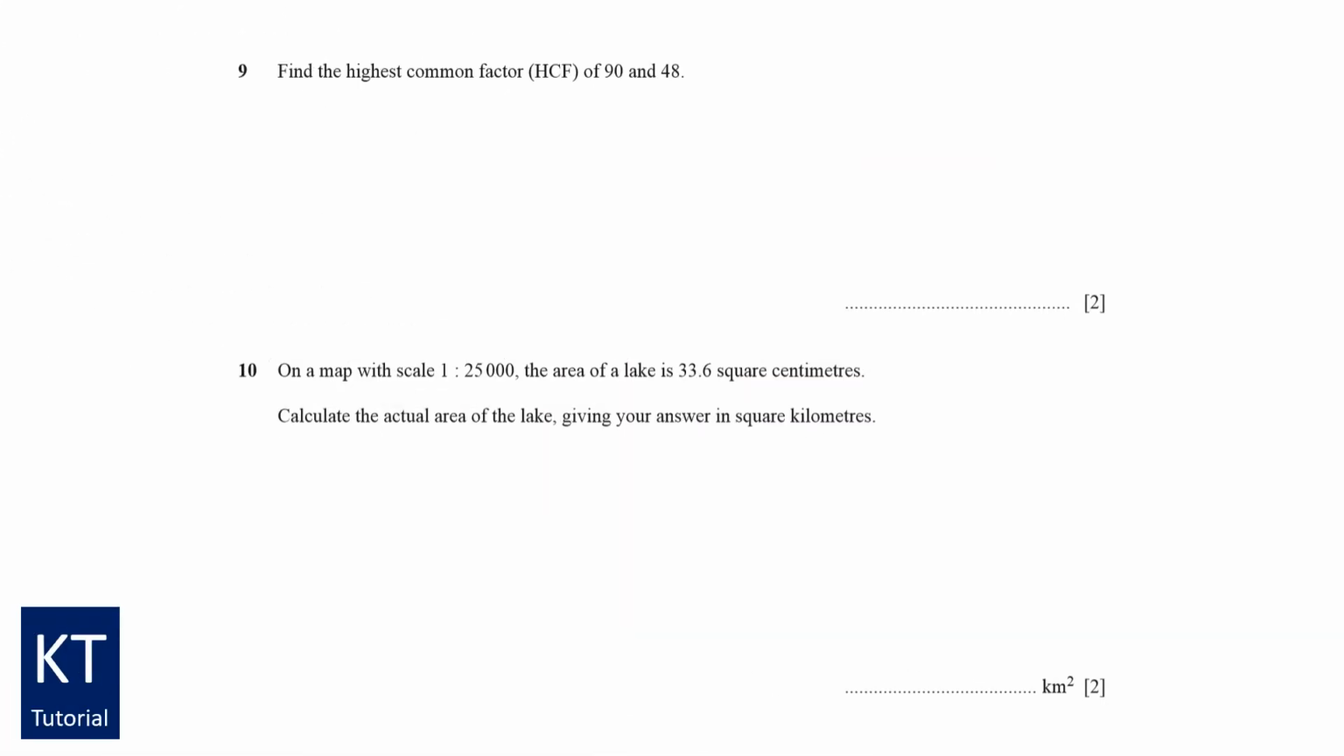Question 9. Find the highest common factor of 90 and 48. You start by breaking down 90 and 48 into their prime factors. The highest common factor is identified by the product of all prime factors that are repeating, and the answer is 6.